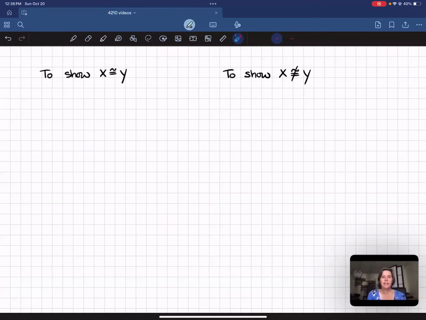Hi, this is Barry Givens, and in this video, I want to talk about the difference between showing that two spaces are homeomorphic versus showing that two spaces are not homeomorphic.